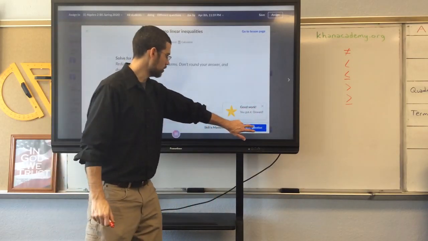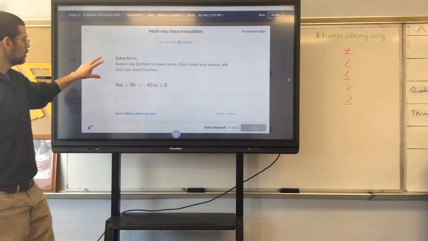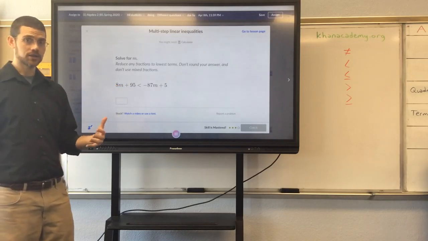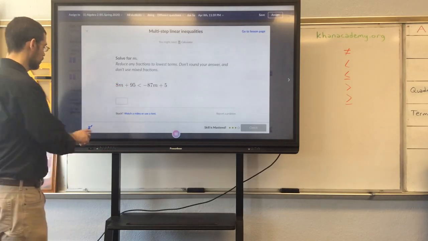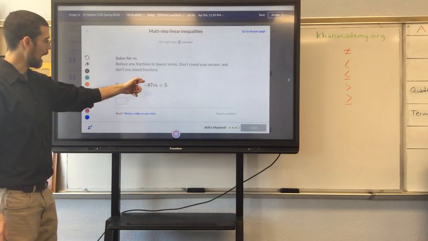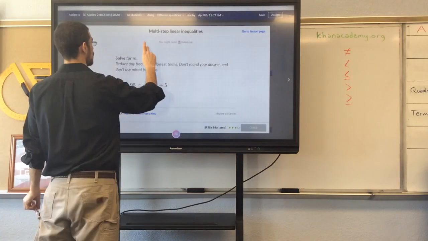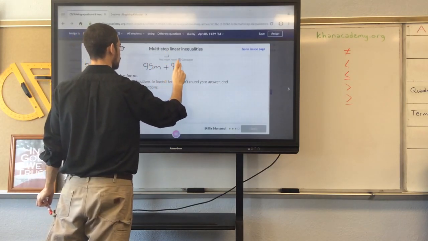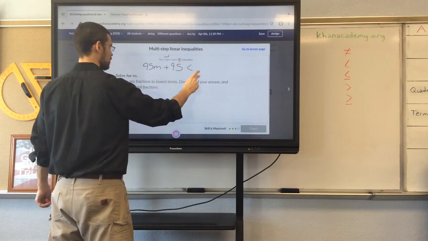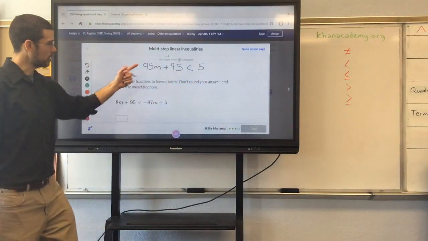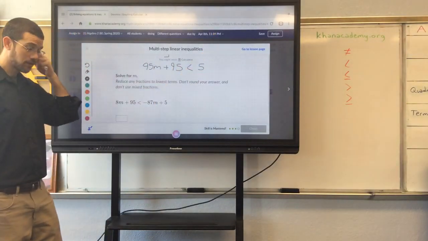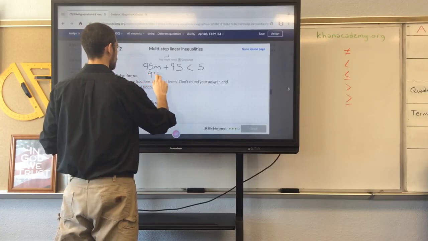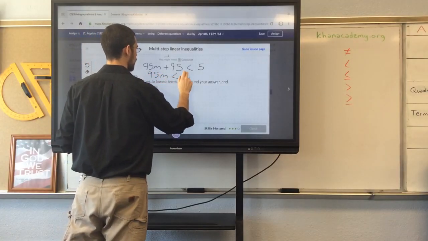And we can do this next one. Solving for m. So we want all our m's on one side. Again, it's a good idea to make them positive. So let's add 87m to both sides. That'll give us 95m plus 95 is less than 5. We want the 95 to get away from the left side of the inequality, so we'll subtract it from both sides, and we get 95m is less than negative 90.